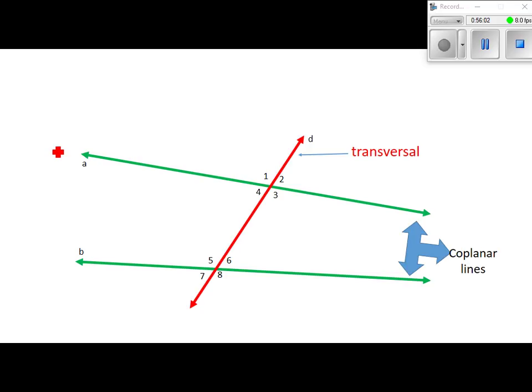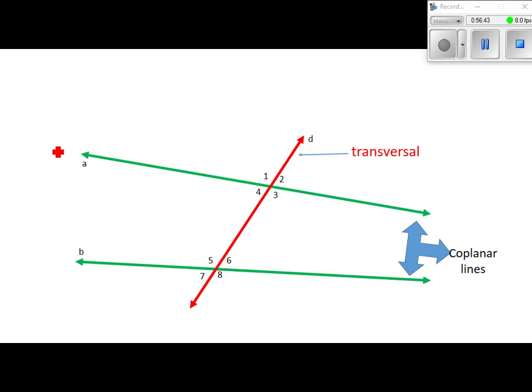So in this picture, I have these two lines. They're coplanar lines, right? Could be anything. Could look like this, however they look. They're coplanar lines. They're on the same plane. So I have my two coplanar lines.